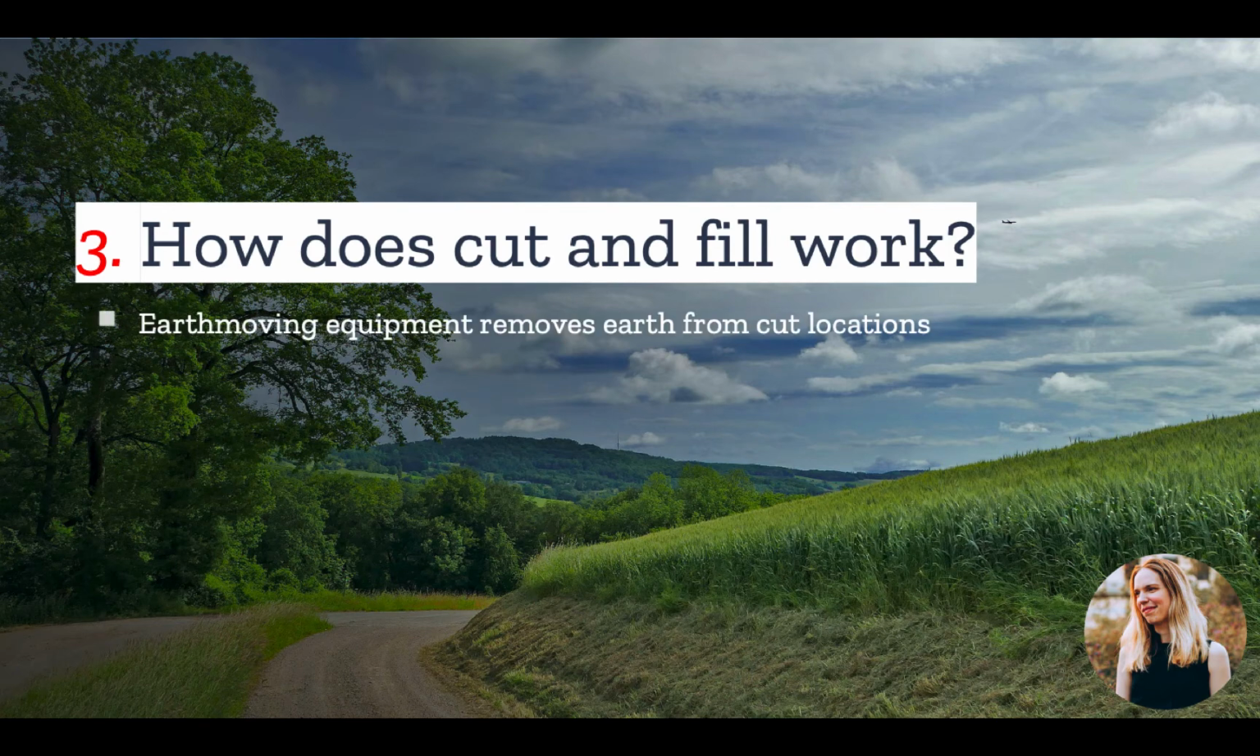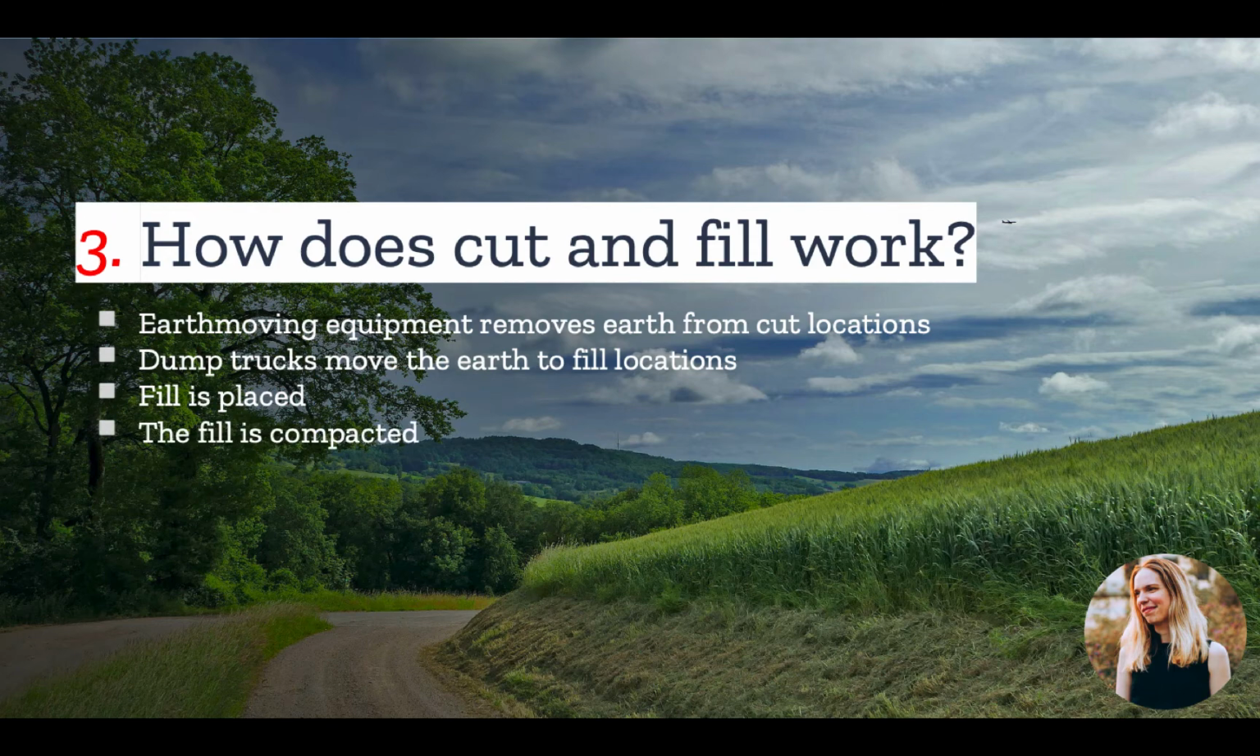Number 3, how does cut and fill work? Earth-moving equipment, such as bulldozers and excavators, will remove land from cut locations and transfer it to dump trucks so that it may be moved to nearby fill areas. The fill is then placed in the preset fill locations and compacted with a roll style or plate compactor. After the fill has been properly compacted, a road or structure is often built on top of it.